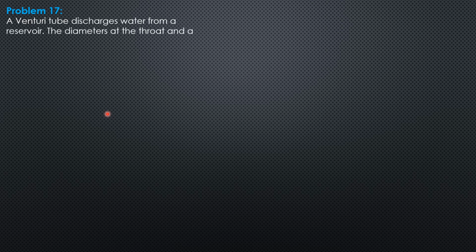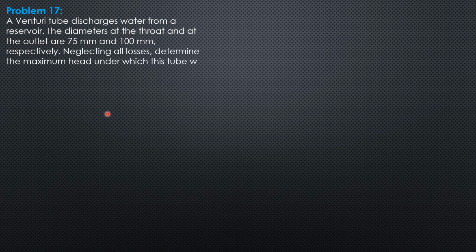Hi everyone. Example 17. A venturi tube discharges water from a reservoir. The diameters at the throat and at the outlet are 75 millimeters and 100 millimeters respectively. Neglecting all losses, determine the maximum head under which this tube will flow full throughout its length.